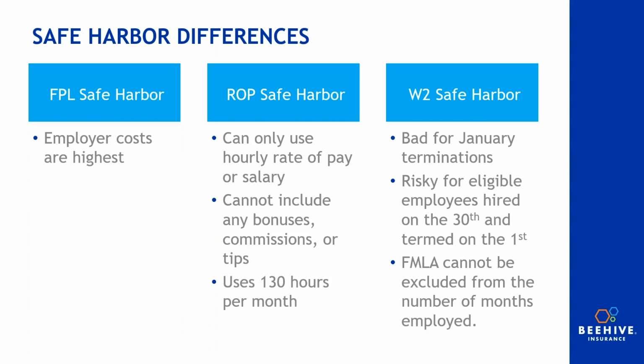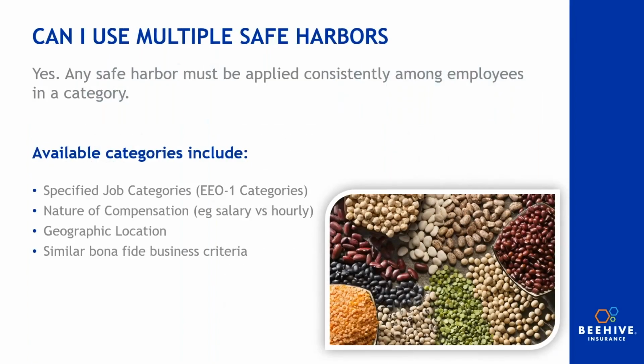You can use multiple. So any safe harbor, if you are using, it must be applied consistently among employees in a category. And some of those categories are going to include your specified job categories, specifically the EEO1 categories. You can use different safe harbors if your employees have a different method of compensation, for example, salary versus hourly, and if they have a significantly different geographic location.